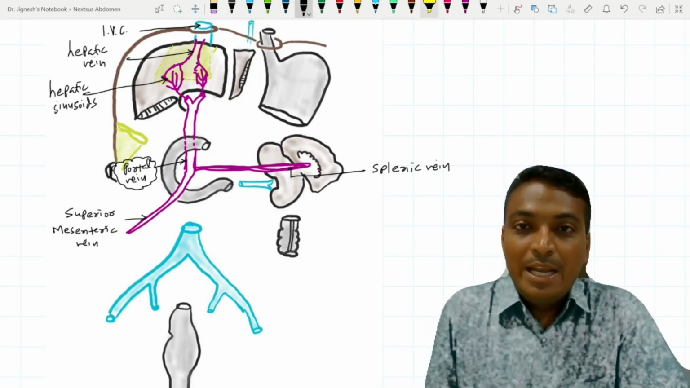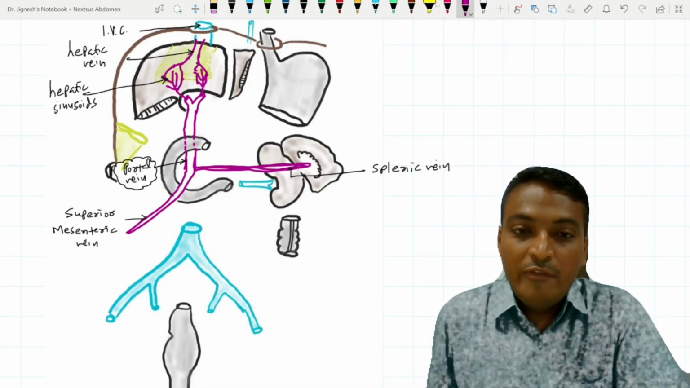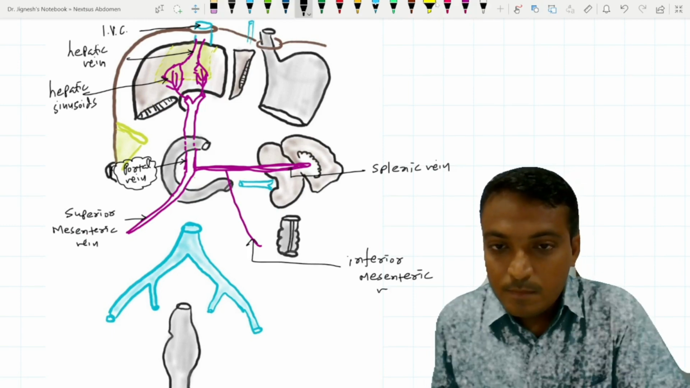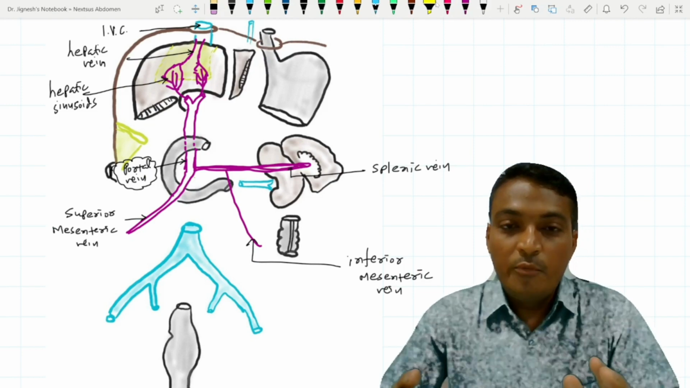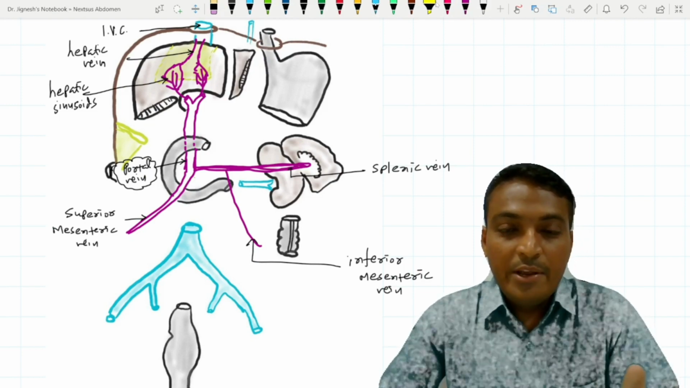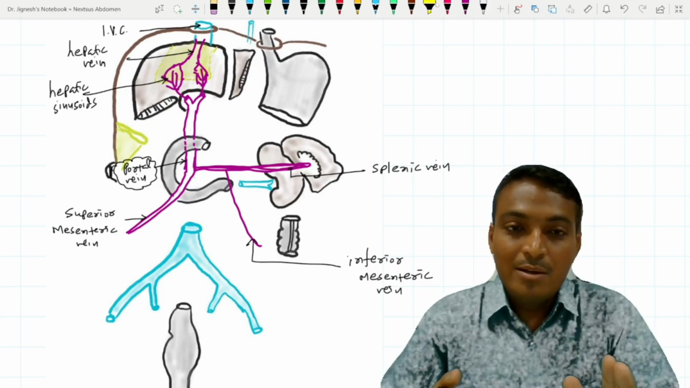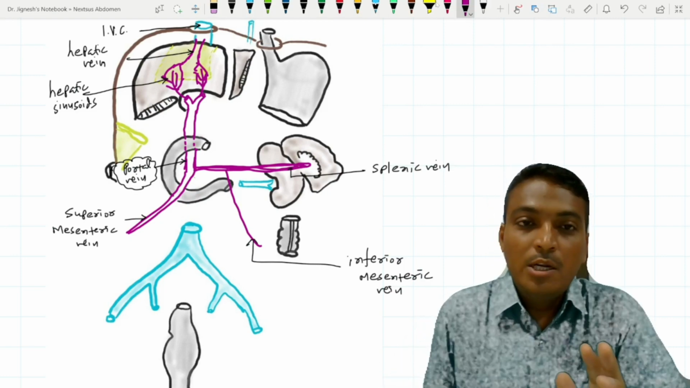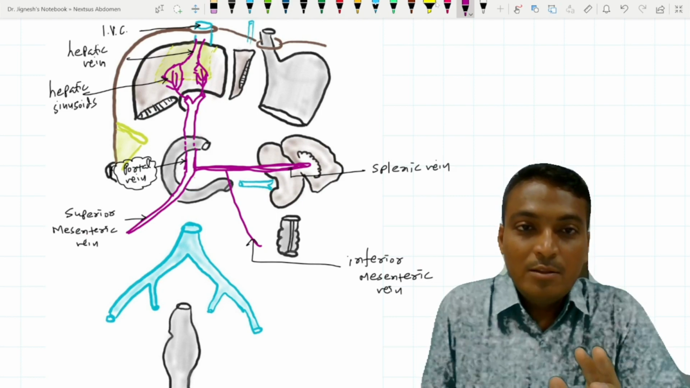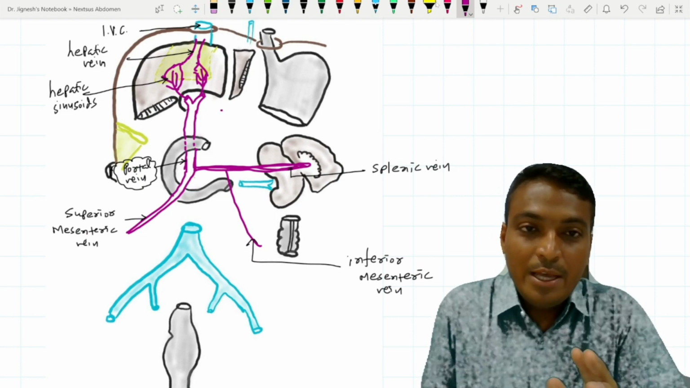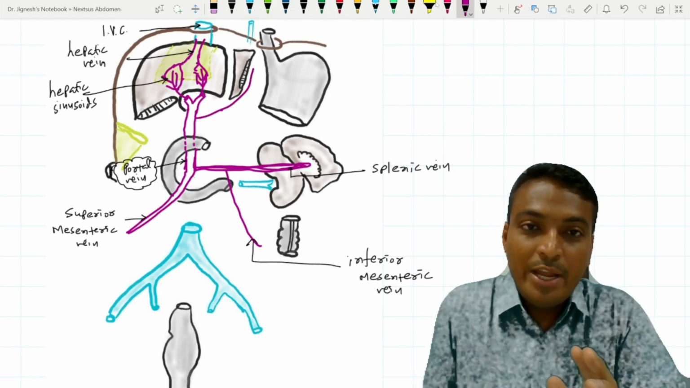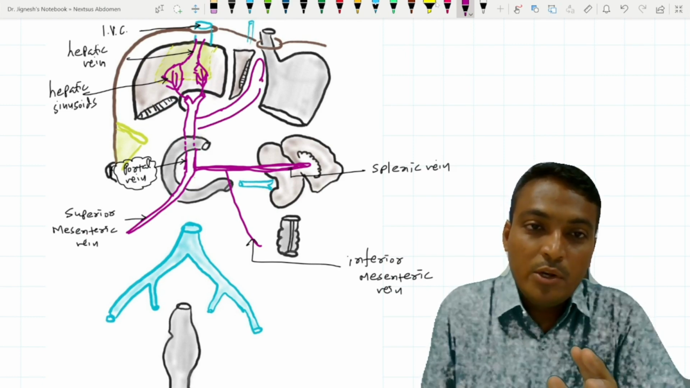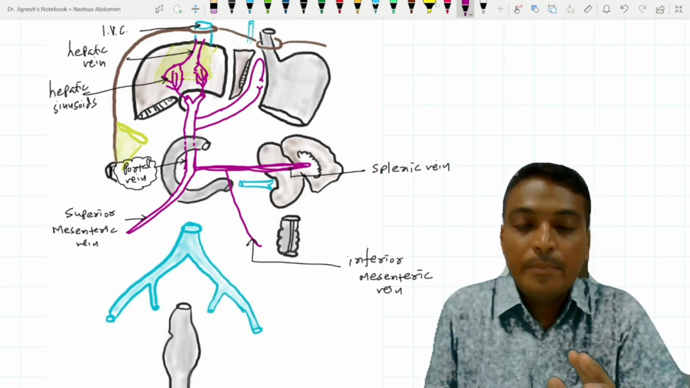The splenic vein also receives the inferior mesenteric vein. When we talk about the tributaries of the portal vein, the superior mesenteric vein and the splenic vein are both the formative tributaries of the portal vein. The other tributaries are the left gastric vein and the right gastric vein, which both drain directly into the trunk of the portal vein.